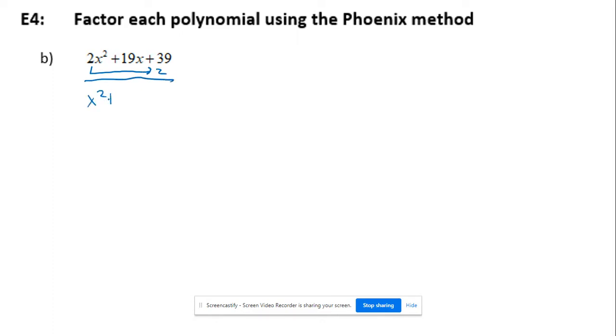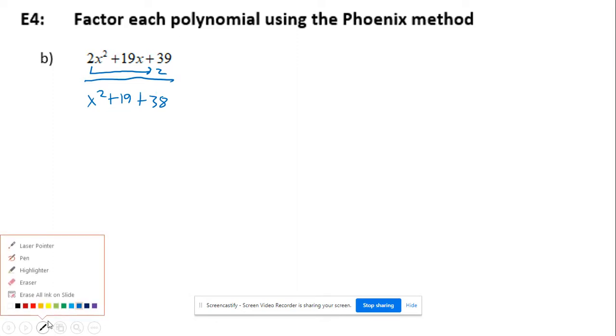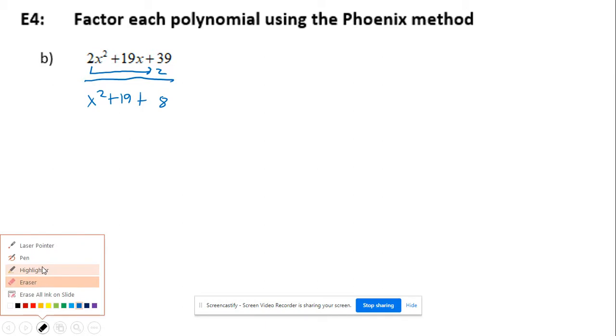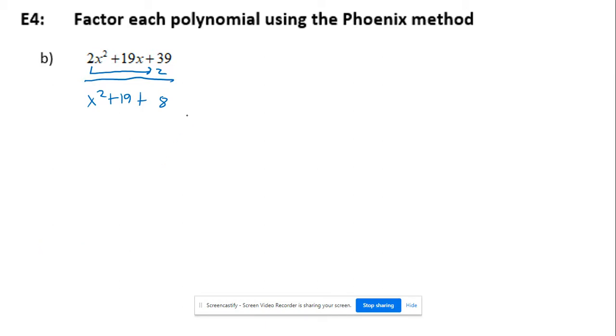So I'm turning this into a regular problem now. Sorry, that should be a 78, not a 38. Turning it into a regular problem by sliding and dividing. So sliding over the 2 and multiplying, so x squared plus 19x plus 78.